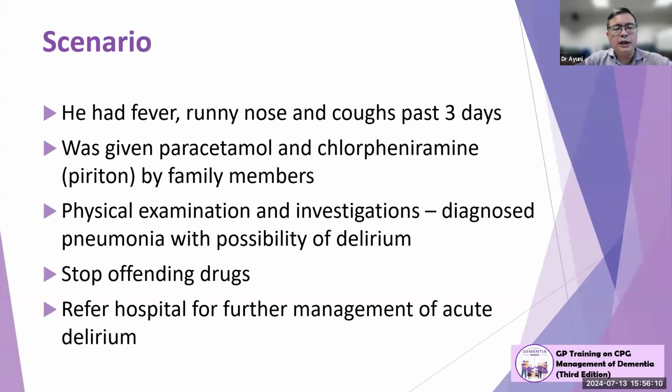So he had fever, a running nose, and coughing for the past 3 days. He was given paracetamol and Piriton by family members. Then physical examination and investigations diagnosed a chest infection, pneumonia, with the possibility of delirium. And we have to stop medication like Piriton, and we refer the patient to hospital for further management of this infection, which led to delirium.